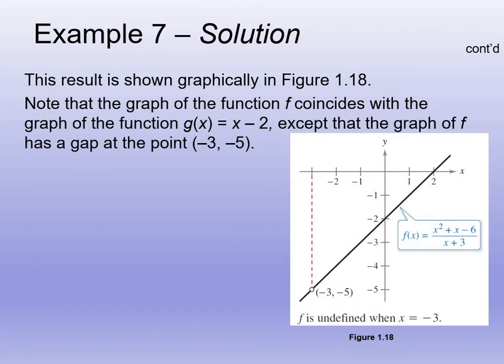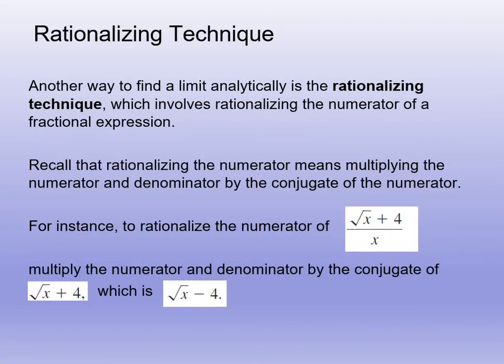Alright, we can see this graphically here as well. If we look at the original function, and the other function, x minus 2, they're both graphed here. They agree at all points but 1, and that point is at negative 3, negative 5. But we can use it to determine that as we approach x from the left and the right, the limit is negative 5. Okay, another technique is called rationalizing. We did a lot of this in pre-calc. All right, we had to rationalize the numerator, or rationalize the denominator, or multiply by the conjugate.